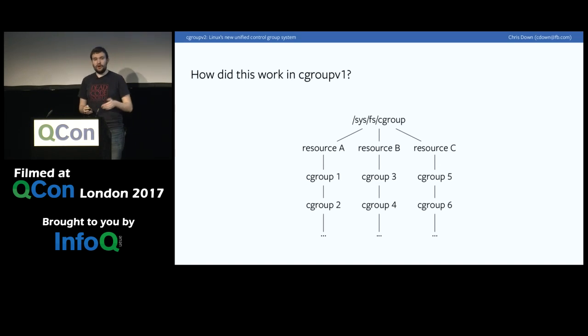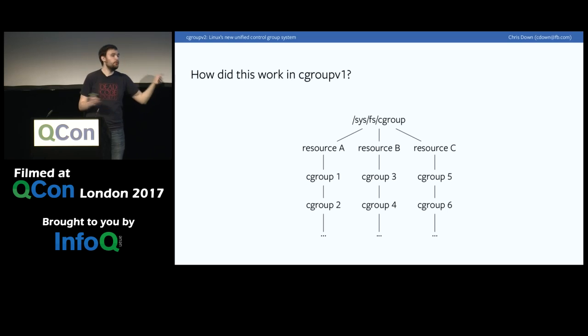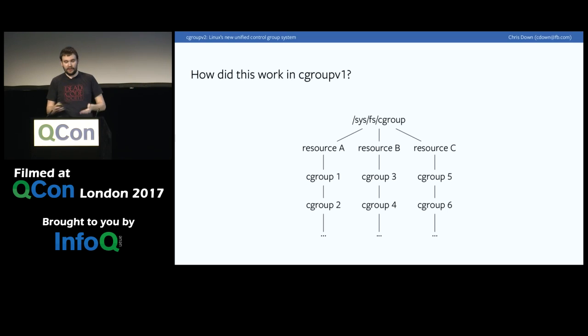So each resource has its own hierarchy for resource distribution. Resource A here could be, say, memory. Resource B could be CPU. And even if cgroup 3 had the same name as cgroup 1, say they're both called foo, which is a common enough case, say when it gets set up with systemd, the kernel sees them as completely unrelated. And this has a whole bunch of really bad implications, which I'll go into later.